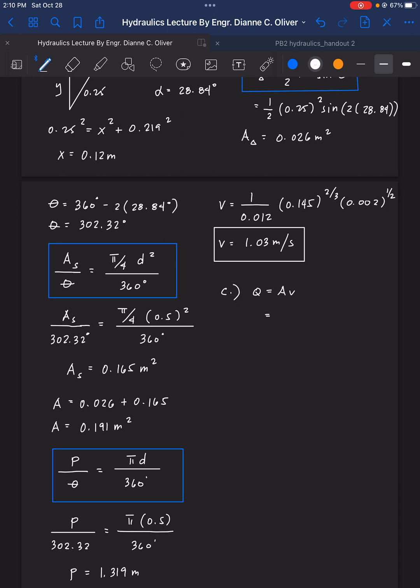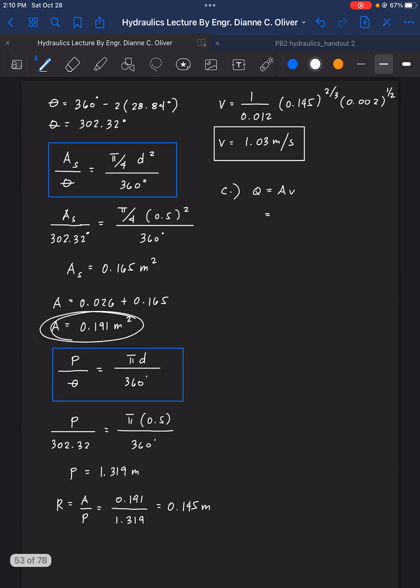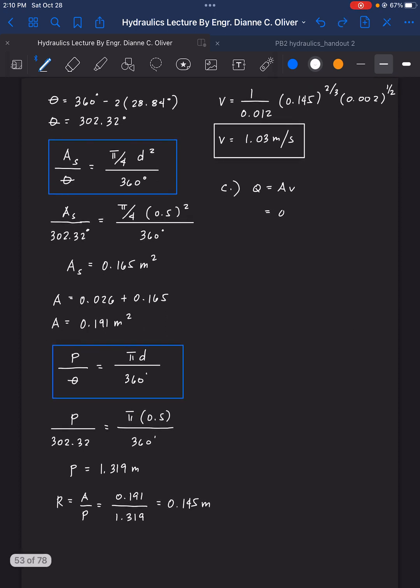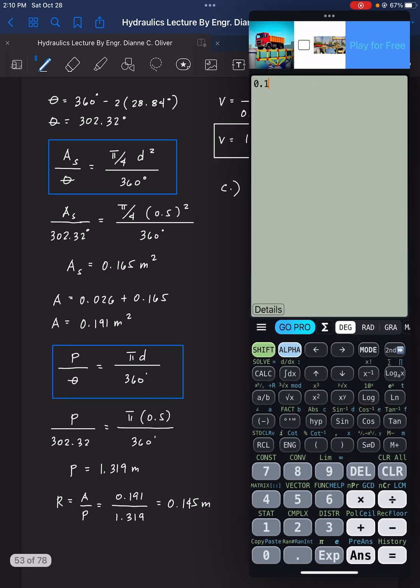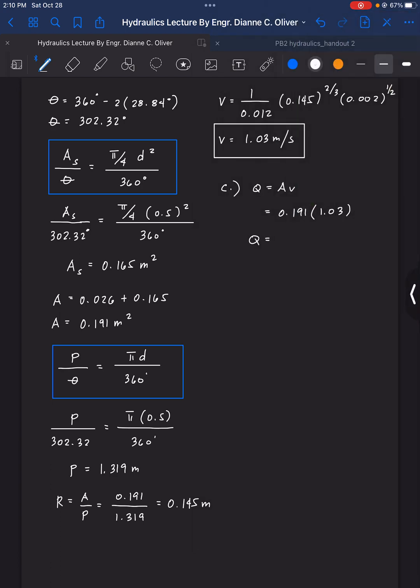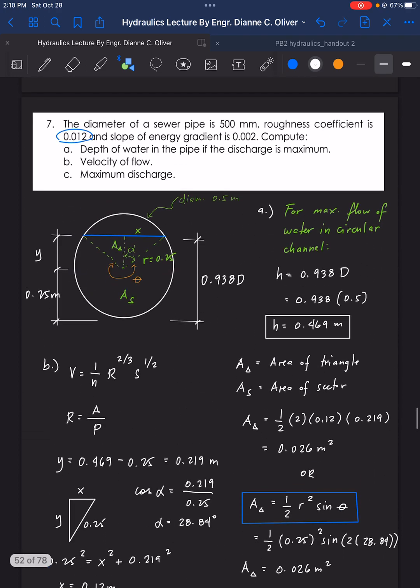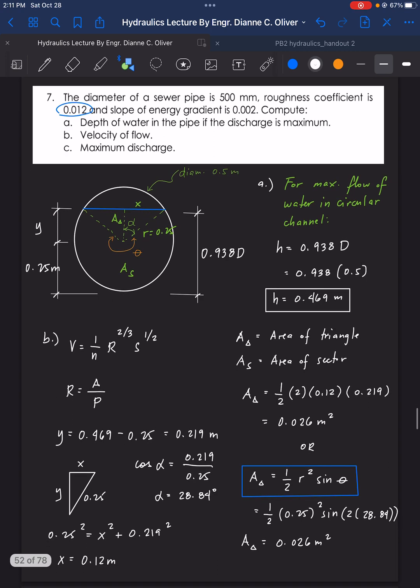The total area that we got is 0.191, and the velocity is 1.03. So therefore, Q is now equal to 0.191 times 1.03. So 0.197 cubic meter per second. So that's for problem number 7.